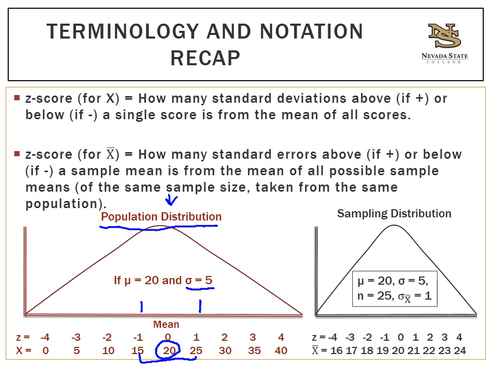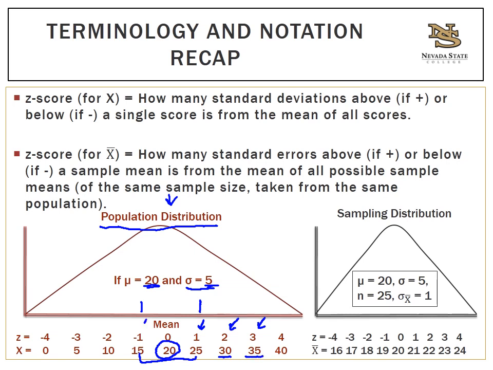Now, if you forgot how this works out, check out these scores. Here are our z-scores across the top. This represents a score that's one standard deviation above the mean, or one 5 above 20. Well, 20 plus 5 is 25. This z-score here represents a score that's two 5s above 20. Well, 2 times 5 is 10, 20 plus 10 is 30. This represents a score that's three 5s above 20. So 5 times 3 is 15, plus 20 is 35, and so on.